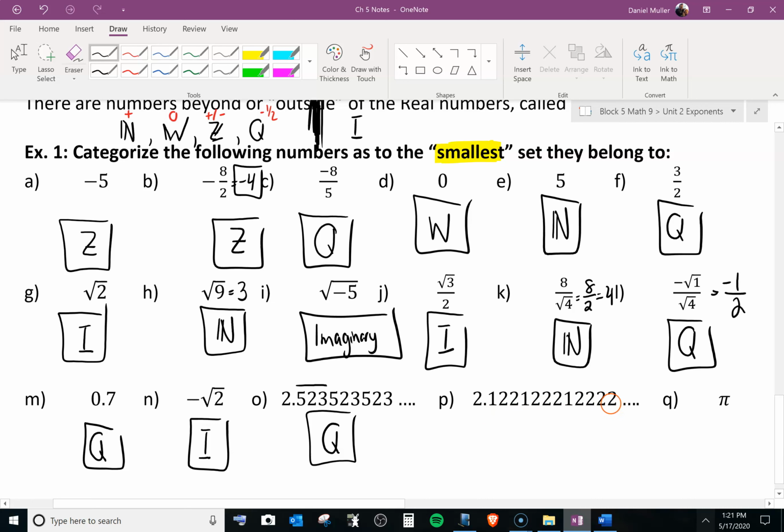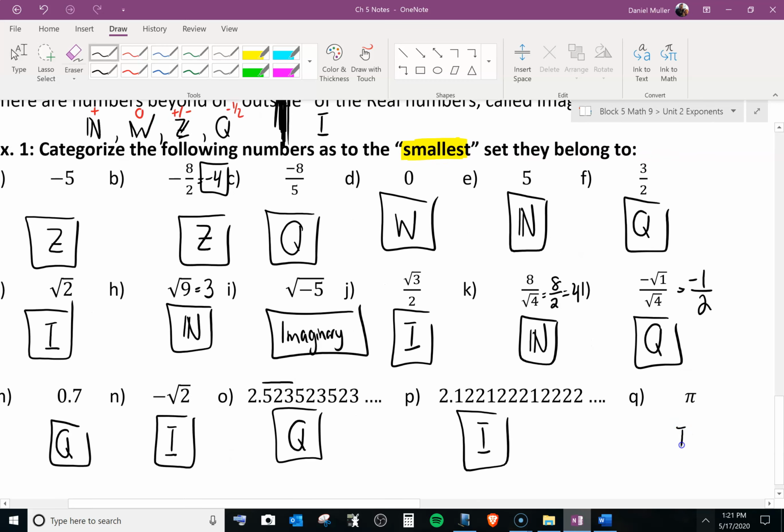Now this, 1, 2, 2, 1, 2, 2, 2, 1, 2, 2, 2, 2. Do you see the pattern there? It says two 2s, then three 2s, then four 2s, always separated by a 1. However, it needs to be the exact same pattern. For Q, it needs to have 5, 2, 3, 5, 2, 3. So this would need to be 1, 2, 2, 1, 2, 2, 1, 2, 2. But they keep adding a bunch of extra 2s in there. So we still would call that an irrational. There's a pattern to it, but it's just a bunch of random numbers. There's no definite pattern that repeats. It needs to be a repeating pattern.